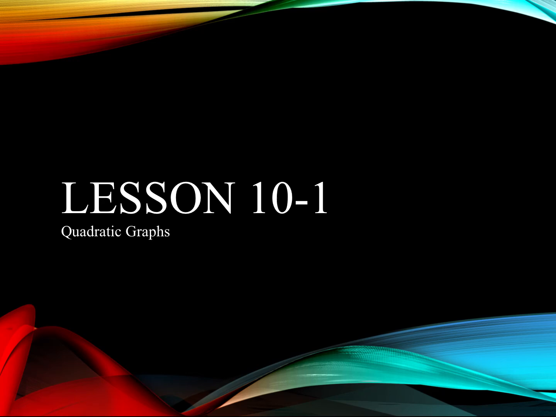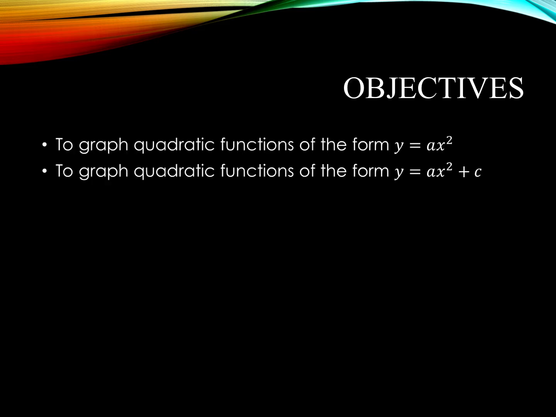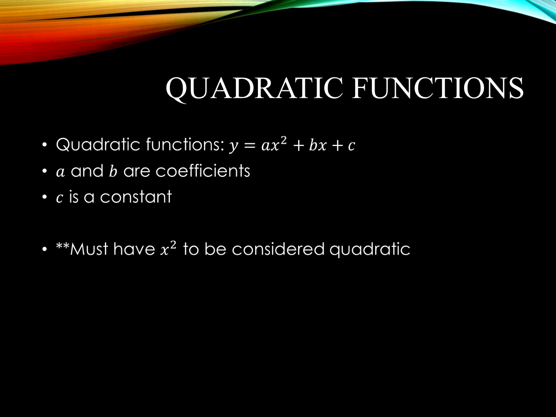Today we're going to look at quadratic graphs. There will be two types of graphs that we look at. One is going to be when we have y equals ax squared, and then the next is when we're going to take that same graph of y equals ax squared and we're going to add a constant to it.